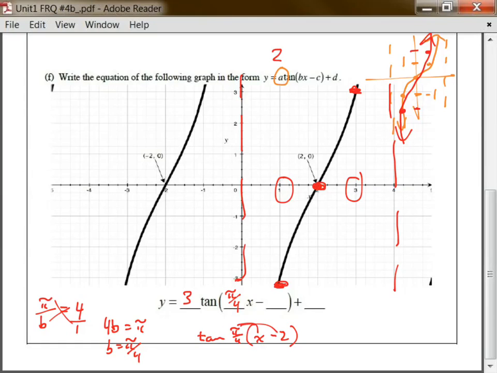And then you would multiply this out to get it back into this form, and so you would go 2 times 1/4, which is pi/2. And finally, the last one, to find our d. This does not shift up or down, so that means the d is 0. So just put a 0 right there, and that's how you find that function.